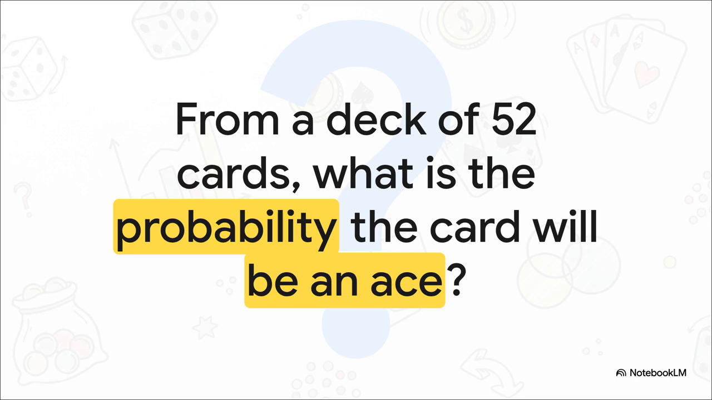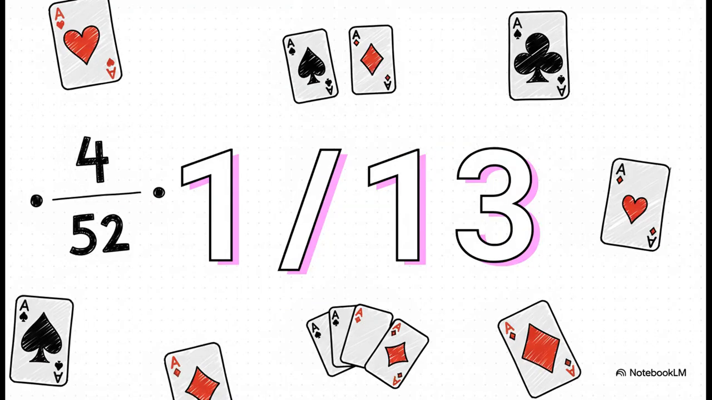This one's straight out of your book. If you pick one card from a shuffled deck of 52, what's the probability that it's an ace? Come on, let's use our formula. Okay, think. Step 1, favorable.